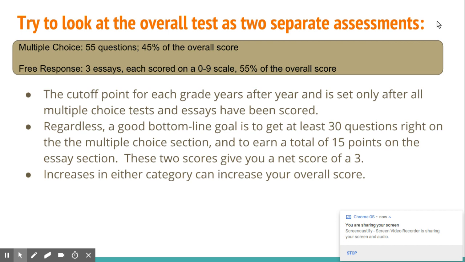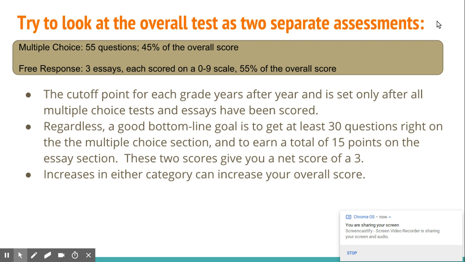I want you to look at the overall test as 2 separate assessments, the multiple choice portion and the free response section. So we'll start with the multiple choice. Remember, 55 questions, 45 passages, 45% of the overall score. And then your free response, 3 essays, each scored on a 0 to 9 scale, about 55% of the overall score.